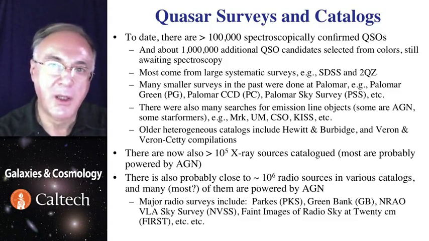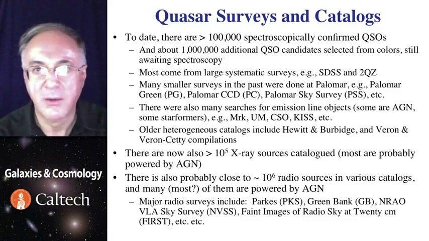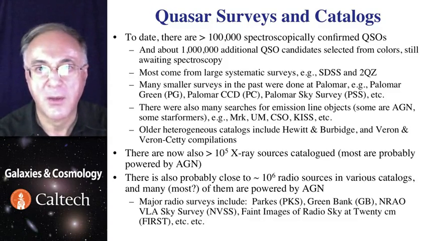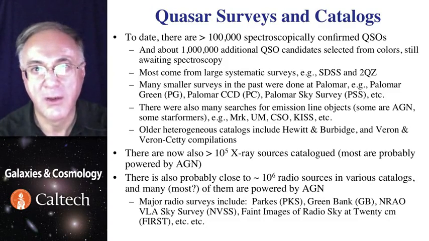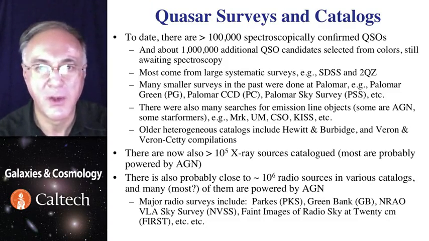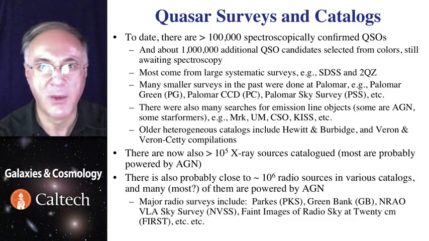There have been many compilations of quasars discovered in any which way, from radio through gamma rays through X-rays, and two catalogs that have been used throughout the literature are from Hewitt and Burbidge and Veron-Setti. However, today those heterogeneous compilations are superseded by much more complete, homogeneous, statistically well understood samples.